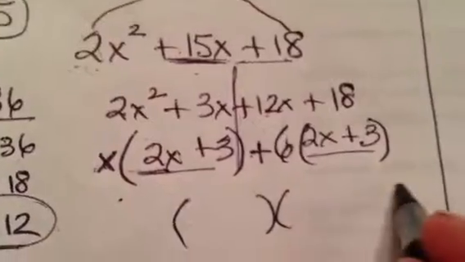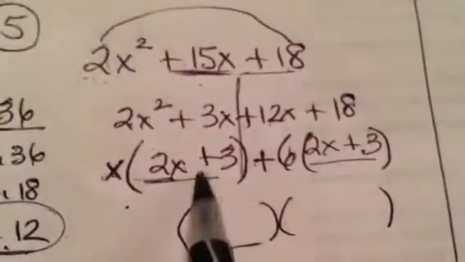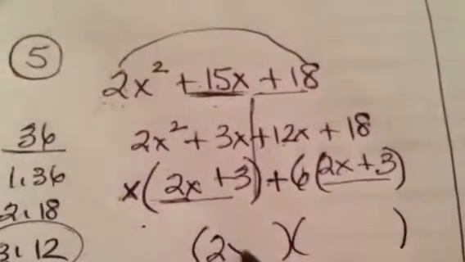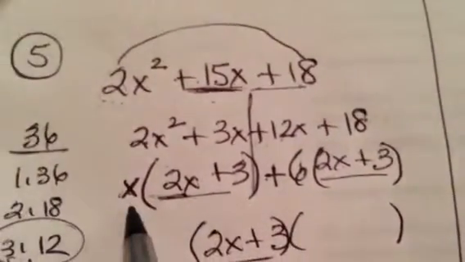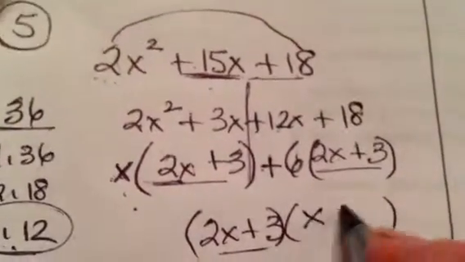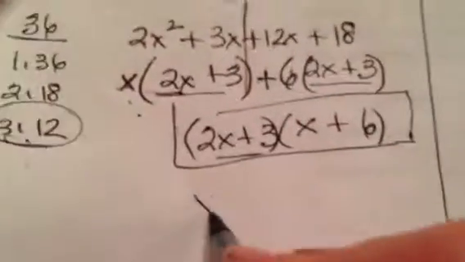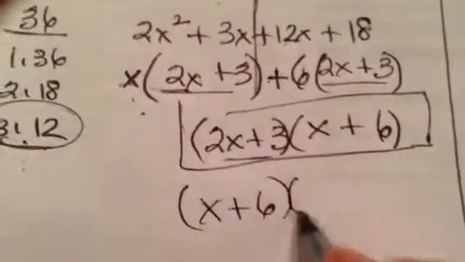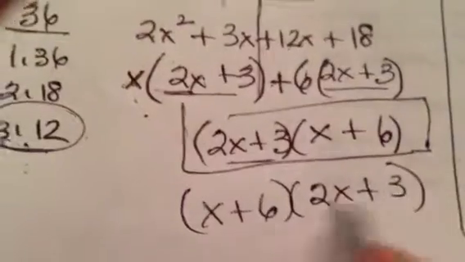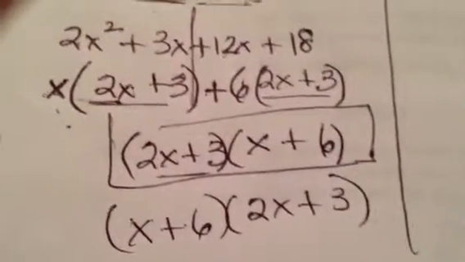So give yourself your 2 sets of parentheses. In this first one, hey, what do they both have in common? 2x plus 3? Okay, whatever's left, notice there's an x on this side, there's a plus 6 on this side. That's going to go in your other set. So there you go. And by the way, I want you to realize that means the same thing as this. These 2 answers, I don't know what you're looking at, but these are exactly the same. Remember, you can multiply in any order you want, and you're going to get the same answer. That's cool. Okay, let's try number 8.